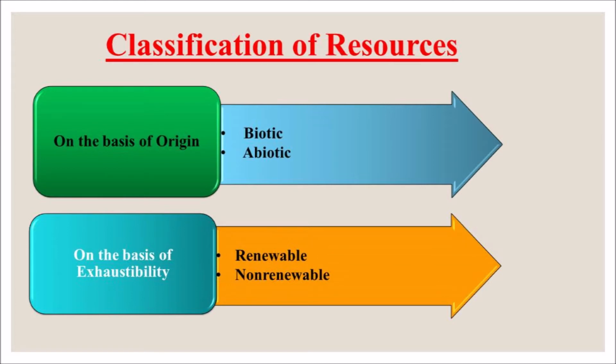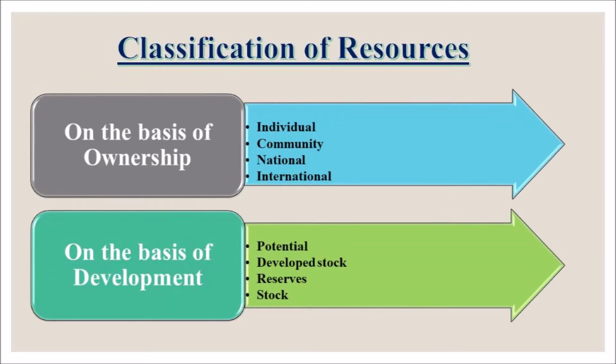Classification of resources. Here resources were classified under 4 bases, and they are on the basis of origin, on the basis of exhaustibility, on the basis of ownership, and the last on the basis of status and development. Here in these slides, we can see how these 4 bases were broadly classified into different categories. Number 1, on the basis of origin, which is further classified into biotic resources and abiotic resources. Number 2, on the basis of exhaustibility, which is also classified into renewable resources and non-renewable resources.